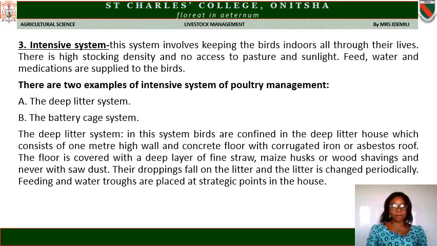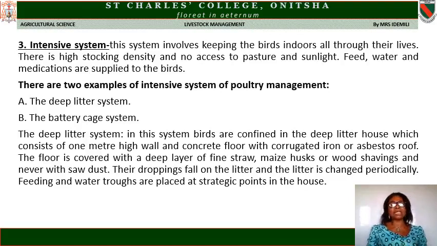Now, the third method of rearing poultry is the intensive system. In this system, the birds are kept indoors all through their lives. There is high stocking density, that is, a large number of birds can be kept inside a building, and no access to pasture and sunlight. Feed, water, and medications are supplied to the birds. There are 2 examples of the intensive system of poultry management. The first one is the deep litter system, and the second one is the battery cage system.